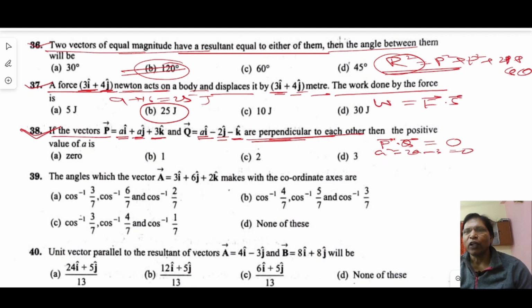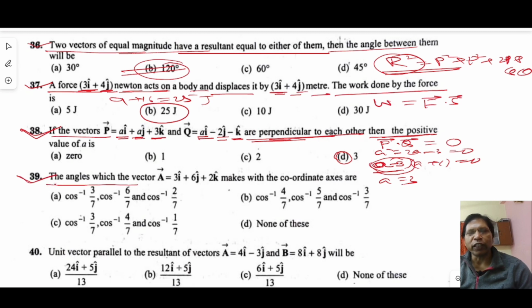Now look at this, we have to calculate the positive value. Now this is a minus 3 into a plus 1 equals 0. Now the positive value is obtained if a minus 3 equals 0, therefore a equals 3, therefore the option is D. Okay. Now question number 39.